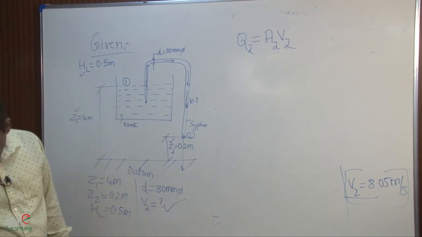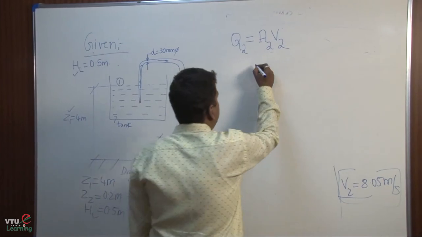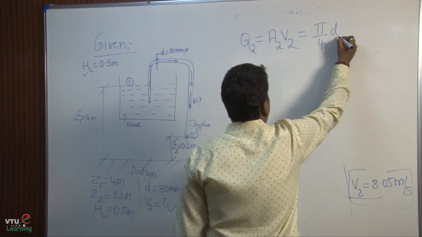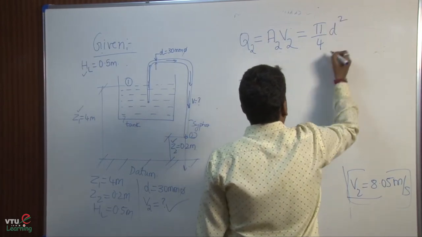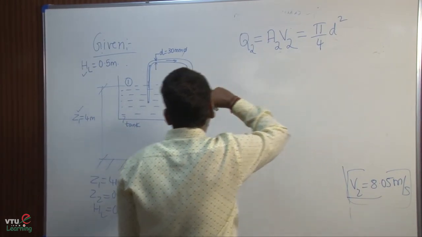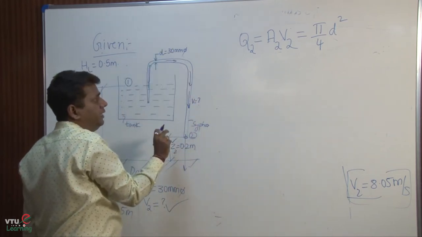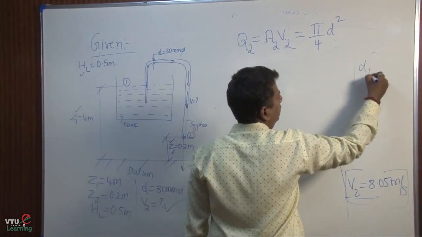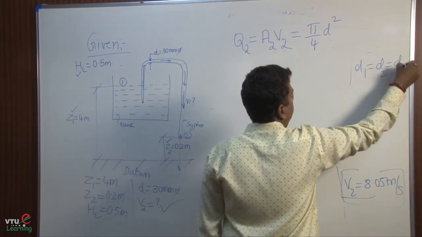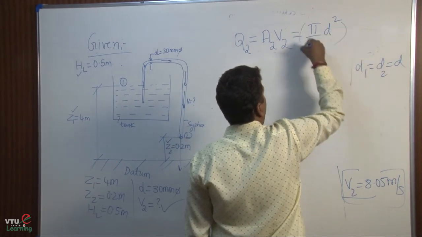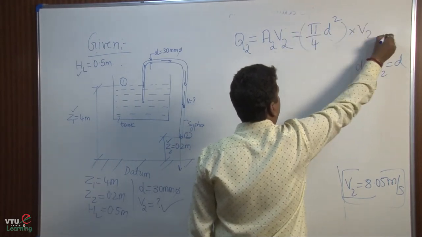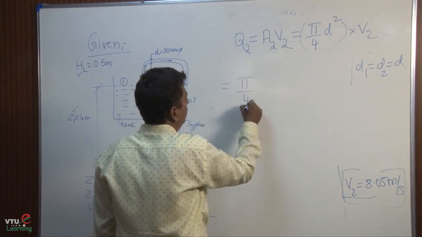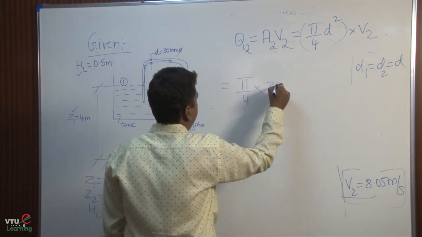So A2 is nothing but pi by 4 into d square. Incidentally, the diameter is uniform, so d1 and d2 are the same, equal to d. Since the diameter is uniform, d1 and d2 are equal to d, the diameter of the siphon, multiplied by V2. So you can find out pi by 4 into 30 millimeter square.